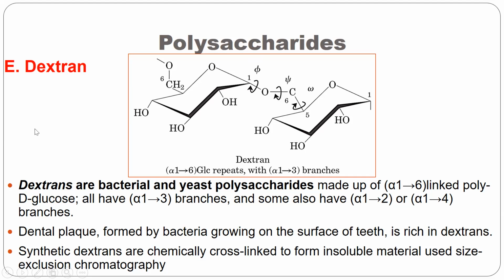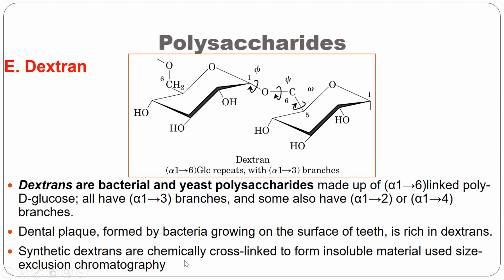So where can you find dextran? Dental plaques are formed by bacteria growing on the surface of teeth. Look at your teeth to see if there are plaques, because they are made up of bacteria and yeast polysaccharides. This plaque, which you can see on the teeth or somewhere else, is rich in dextran. Synthetic dextrans are also made, other than what you can find as plaques on your teeth.